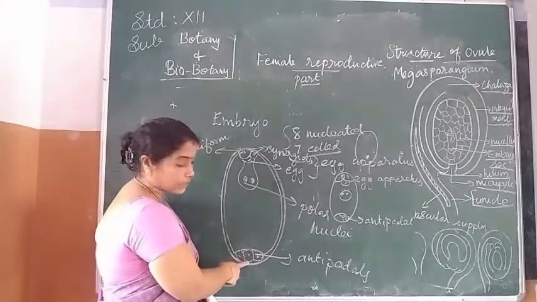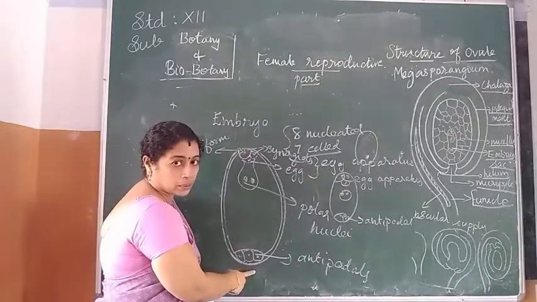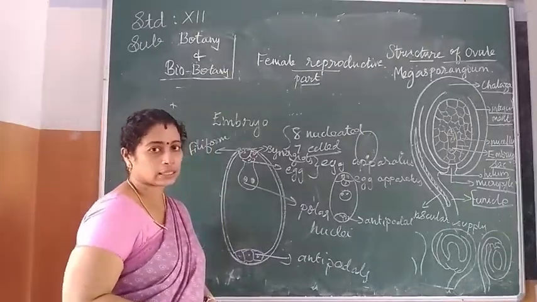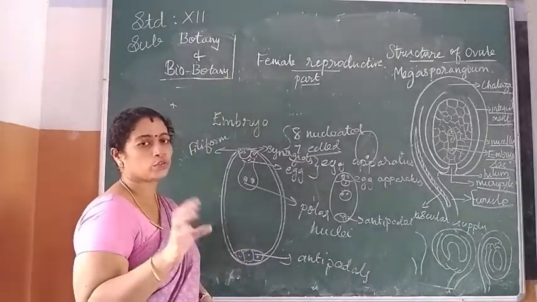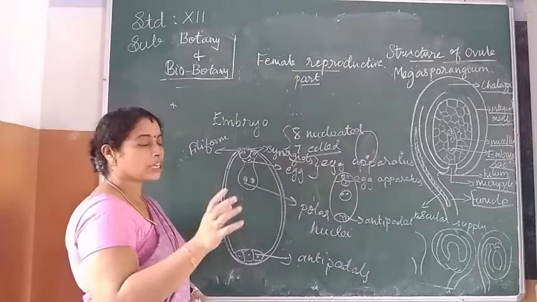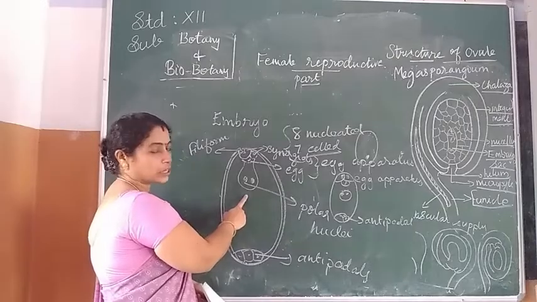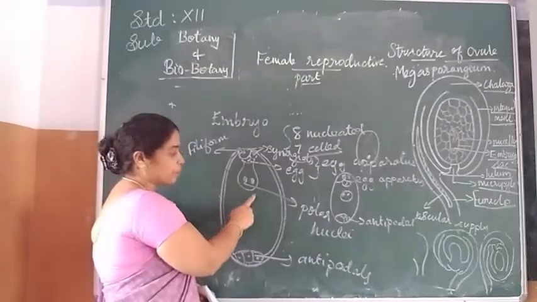Then the remaining three cells, which are towards the chalazal end, form the antipodal cells. These three cells join together to form the antipodals. The remaining two nuclei join together to form the polar nuclei.